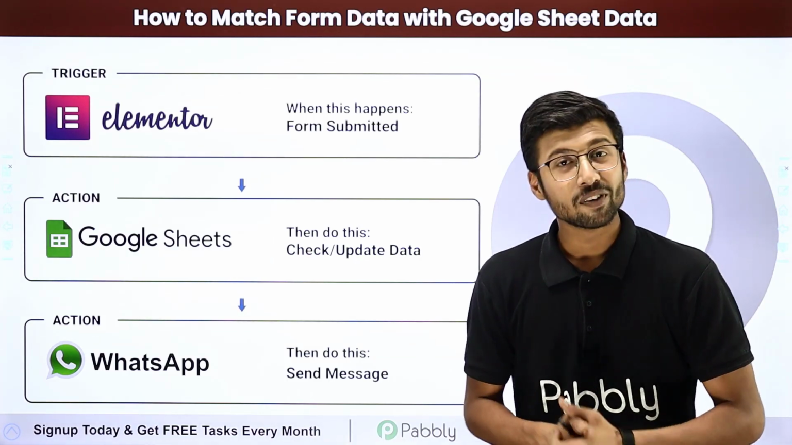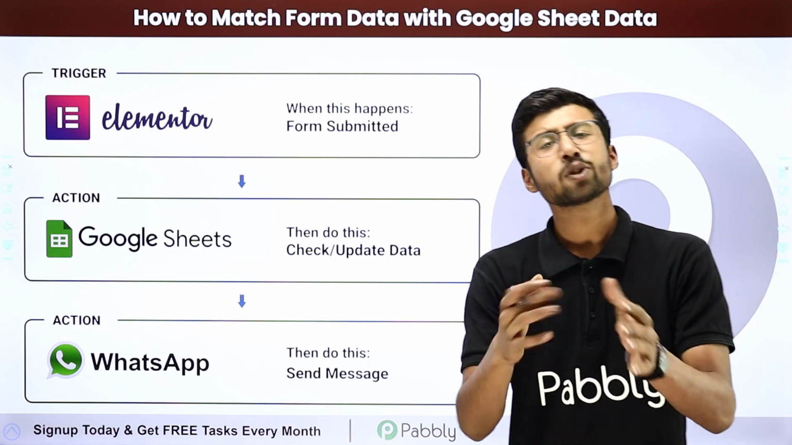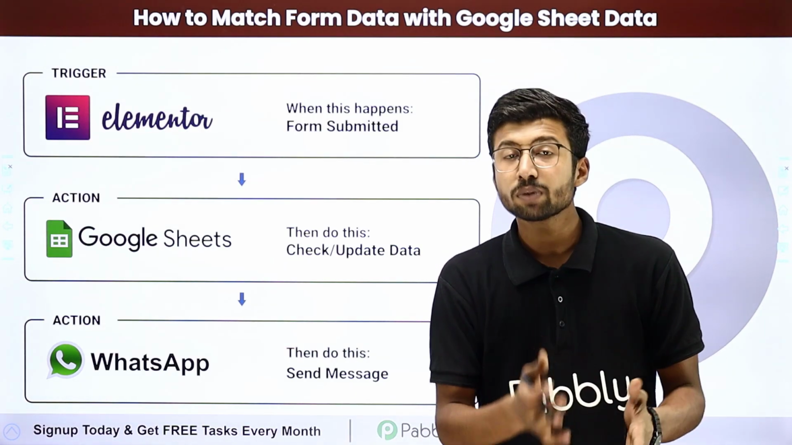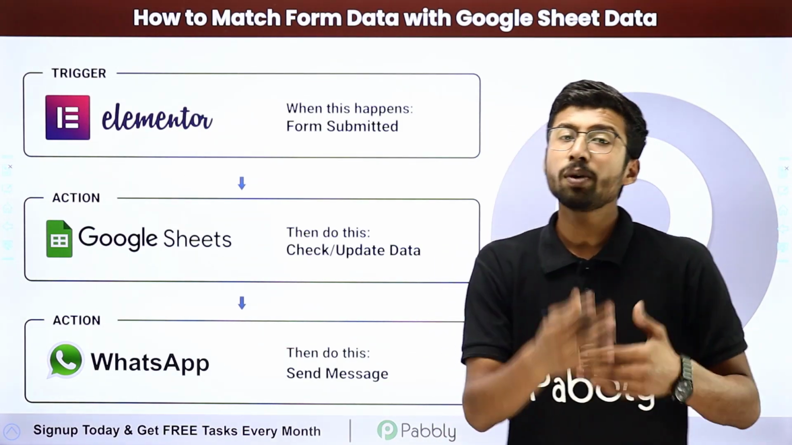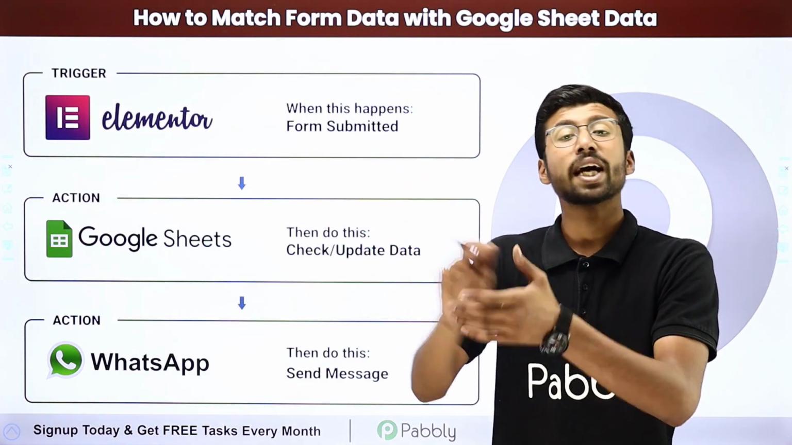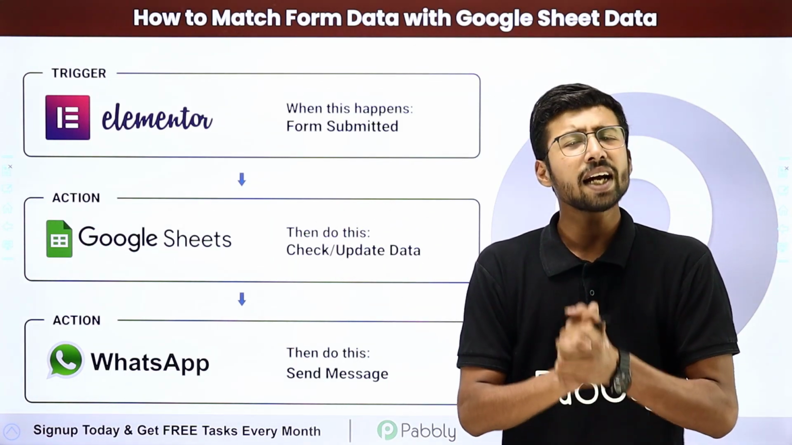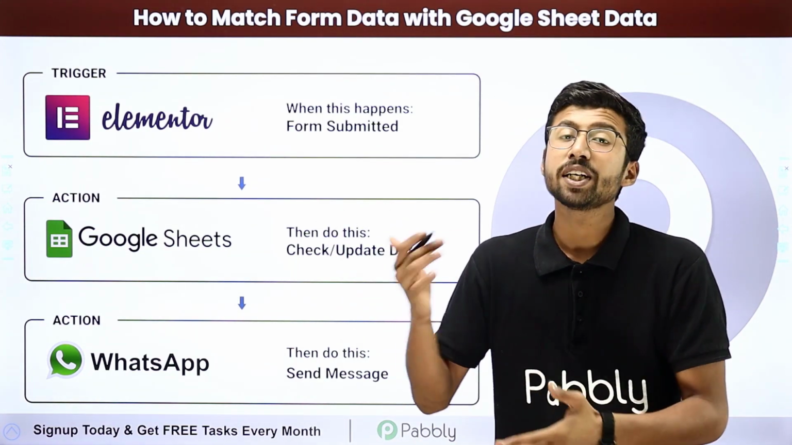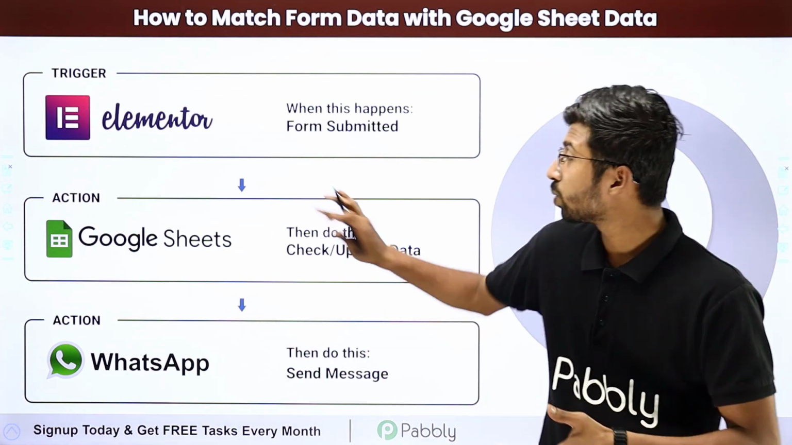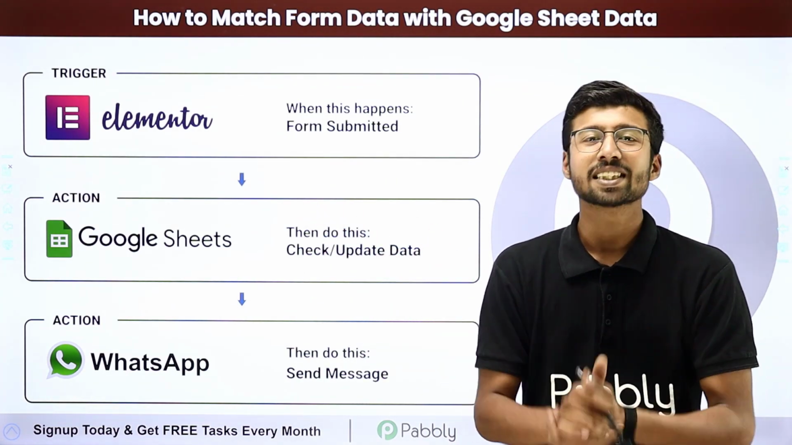So in this video, we will learn how to match form data with Google Sheet data. Now suppose, guys, you are taking some kind of form submission from the users, and the form builder you are using is Elementor. And in a Google Sheet, you have some existing data and you want to compare or match both of these details, and if there is a difference, you want to update your database in the Google Sheet as well. How you can completely automate this process, let's see in this video.